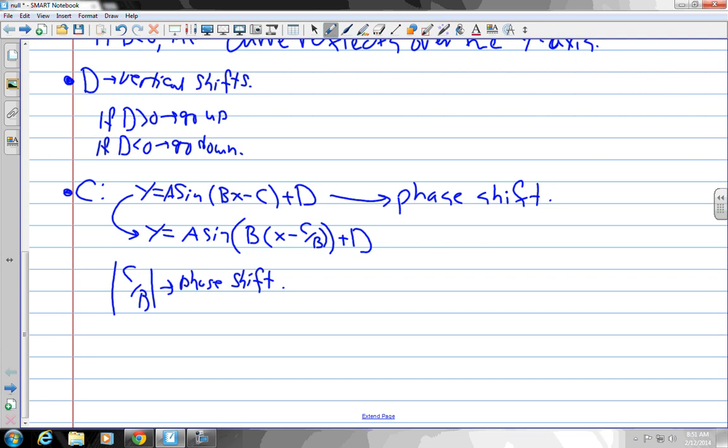Okay? So then it's all going to be depending on what sign you get inside the parentheses. If you have a minus, you go to the right. If you have a plus, you go to the left. Are you okay? All right. Good?